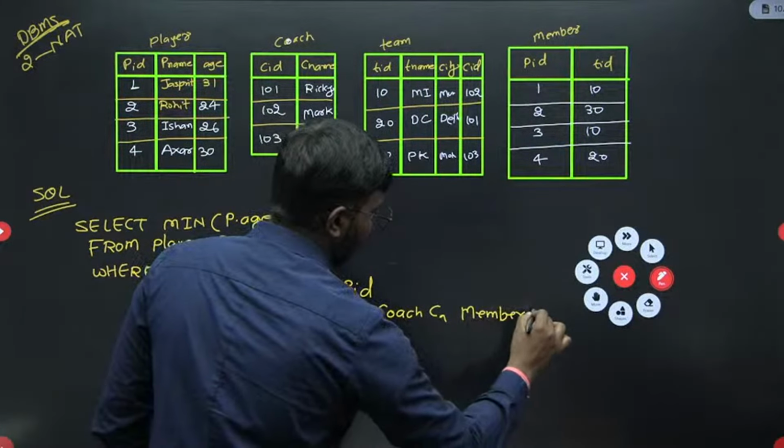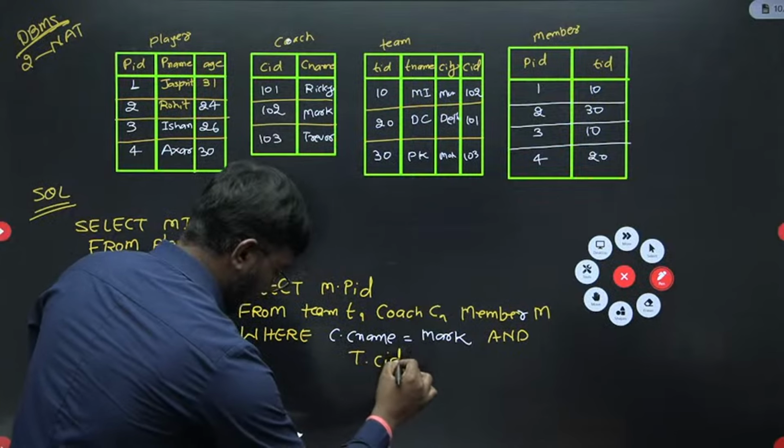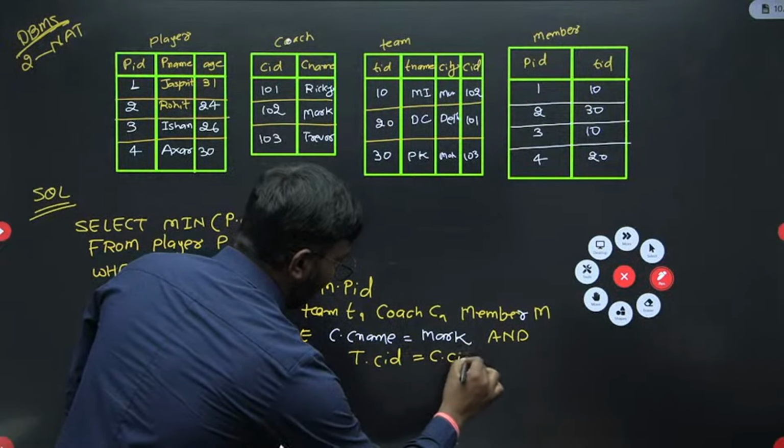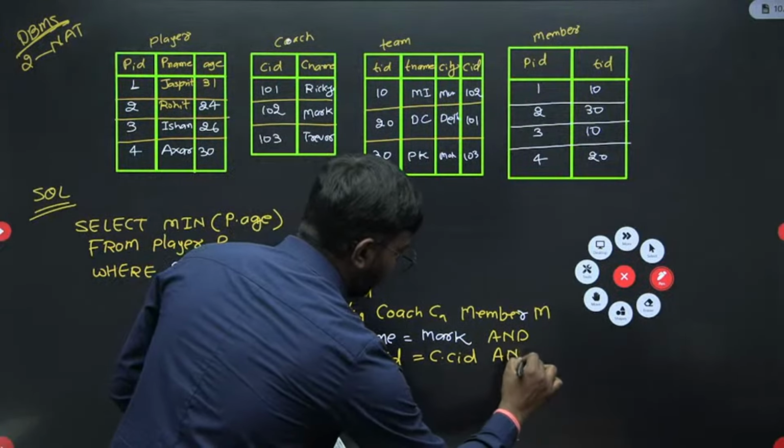Fine. Then here we have C.cname, coach name is equal to Mark, okay, and we are given T.CID must be equal to C.CID, and we are given M.TID is equal to T.TID. Okay, this was the complete SQL, and the question was to find the value that is returned by this SQL.